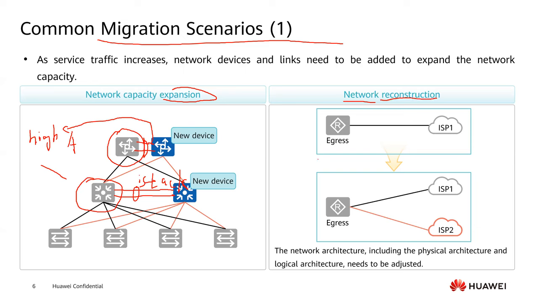And another scenario for the network migrations is the network reconstruction. For example, for the network egress device, before we only had one link to the internet, and this link is offered by ISP1. But we need to improve our capabilities for the egress device. So maybe we need to purchase another link from another ISP. So if one link goes down, the other link offered by another ISP will work.